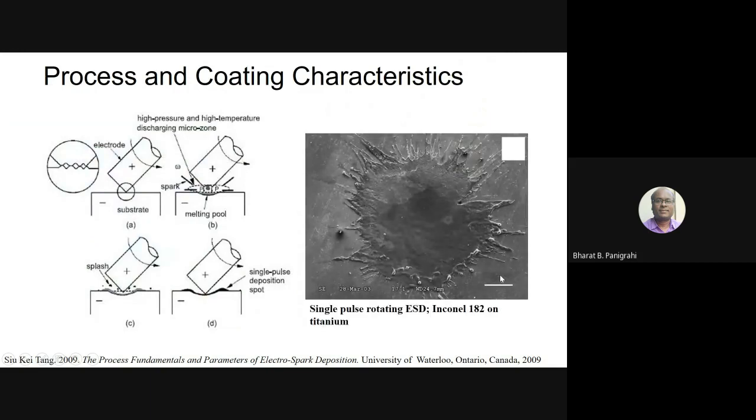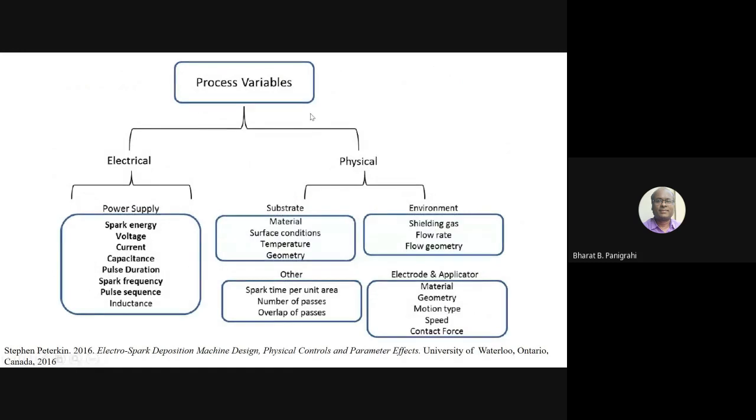You can see here just a splashing. It shows how the metal has converted into a liquid, and how a splash has been created. There are a lot of process variables, as I said. Since it is an electrospark process, a lot of electrical parameters come into play, related to the power supply, resistance of the material, voltage, current, frequency. There are so many parameters you can play with, like all other techniques.